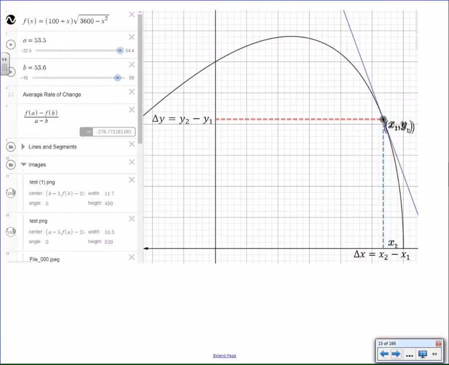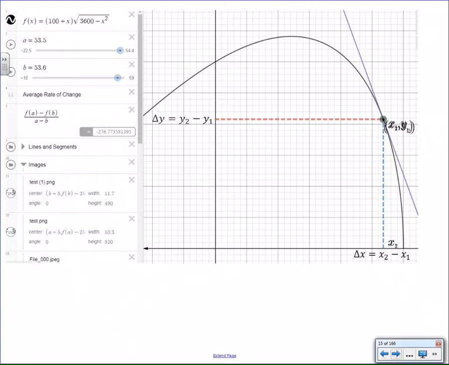If I want to know how fast the area is dropping when x is 53.5, I could get an approximation by making another value very, very close to x. So if these two numbers are really close to each other, I can get a secant line that gives me a very accurate area calculation. In this case, it's negative 276.7. So that is an estimate of the speed at which the object's area is decreasing.